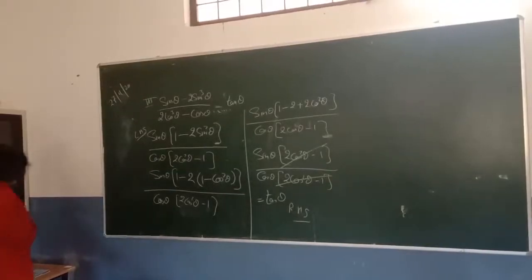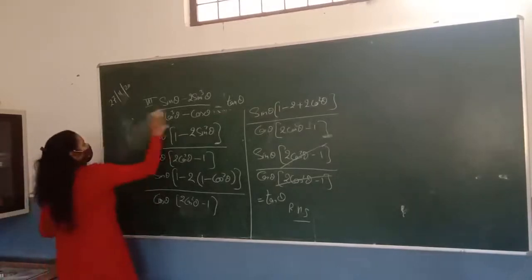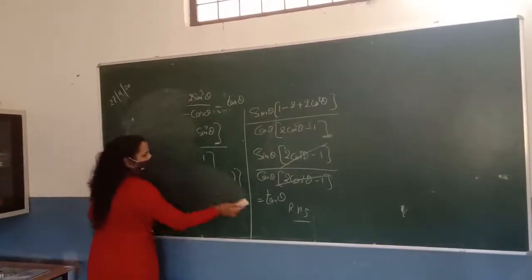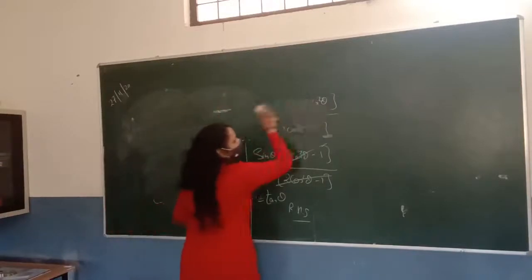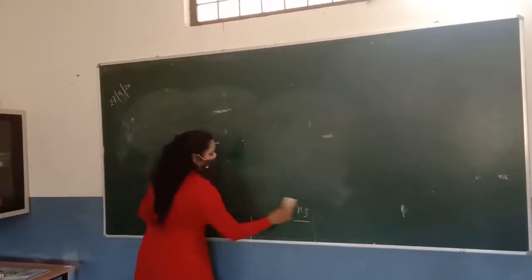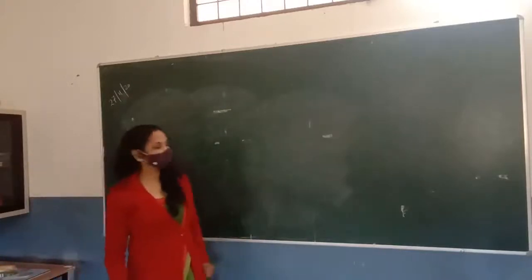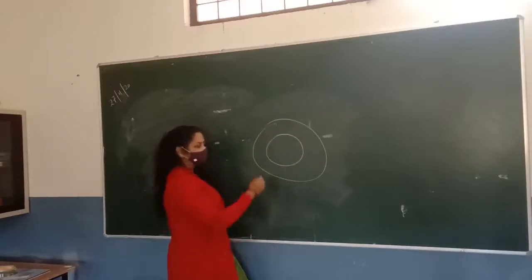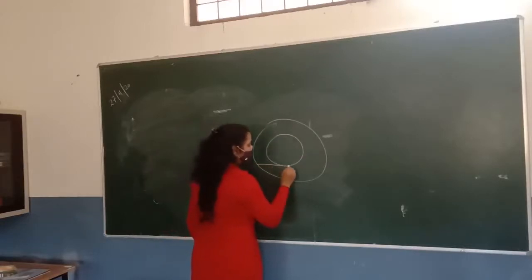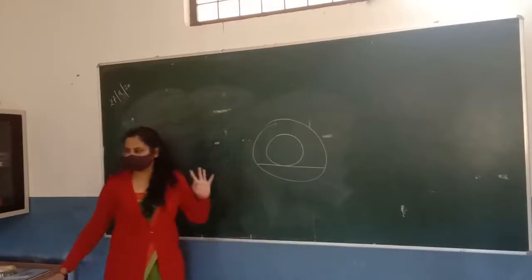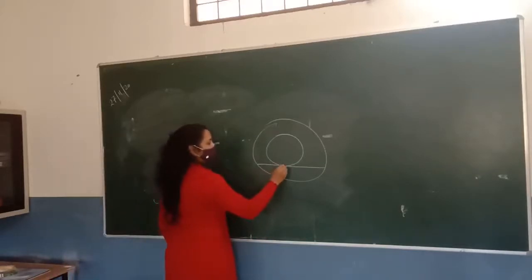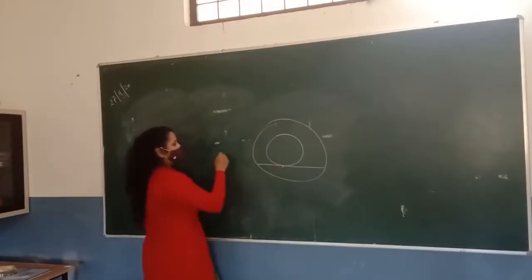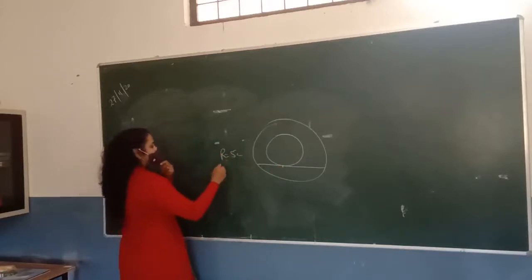Okay, now a few questions from circle and triangle. First time this board is very clean. Question from circle. These are two concentric circles, and this is the chord for the one circle and tangent for the other circle. You have to find the length of this chord if the radius of the larger circle is 5 cm and for the smaller circle is 3 cm.